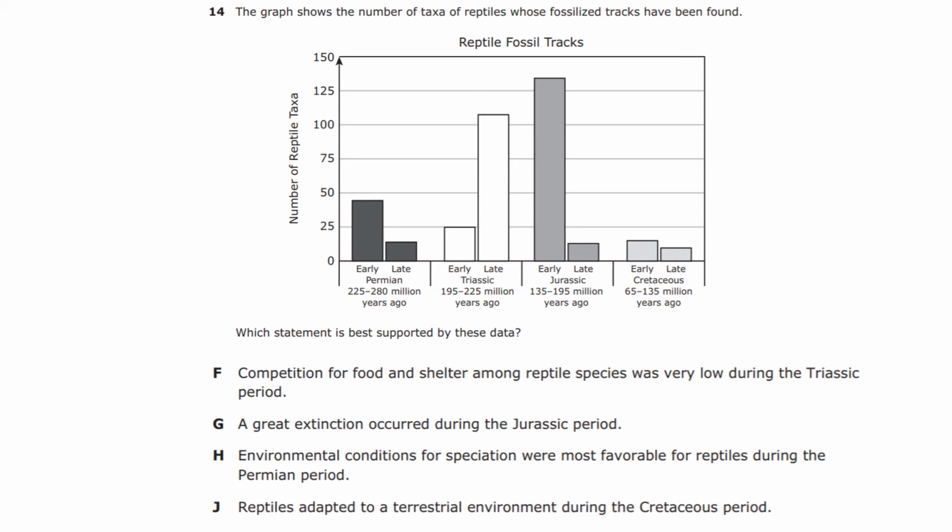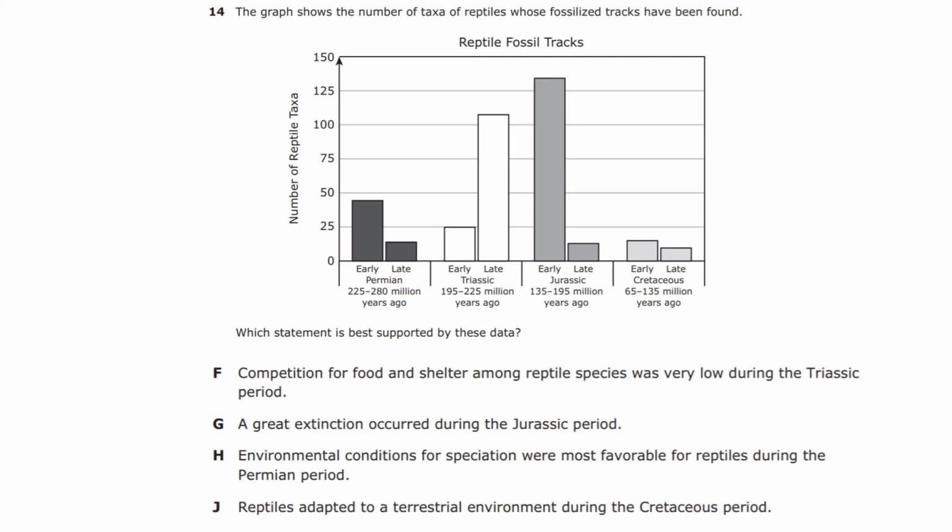So it says, which statement is best supported by these data? So let's look at what it shows first of all before we look at the statements. It's always a good idea to think about what's shown here. If you look at the early to late Permian, it looks like the number of tracks dropped, right? And that's the first section. The second section says early to late Triassic. It looks like the number of tracks went up considerably. It may have even quadrupled, right?